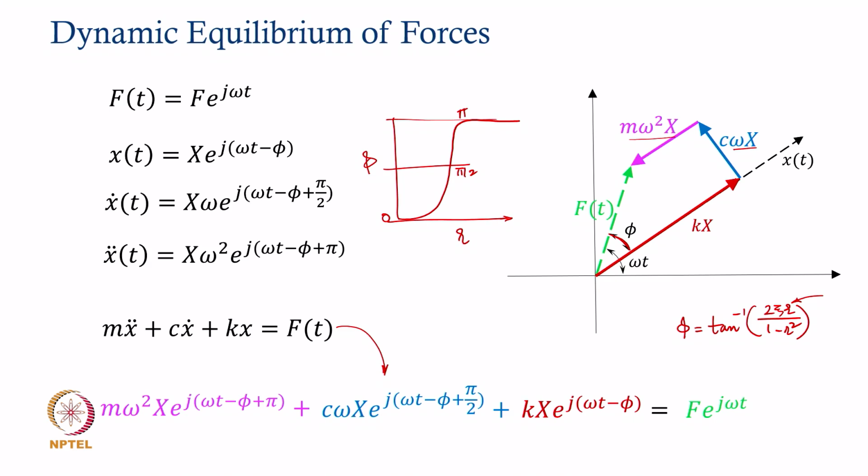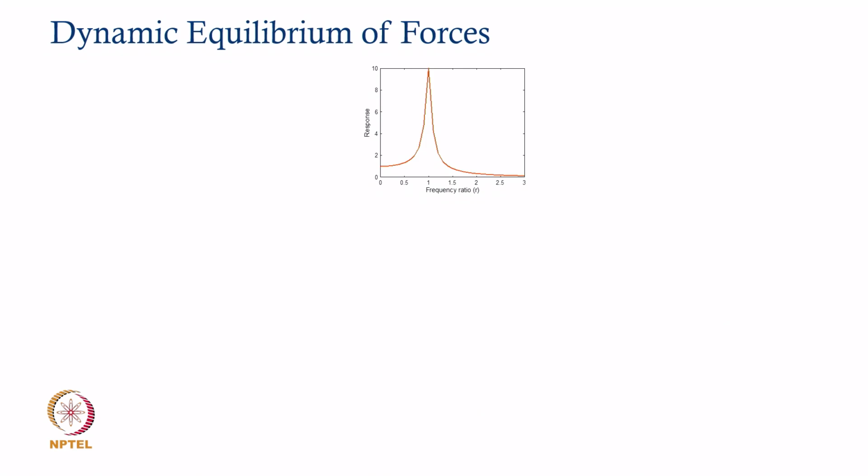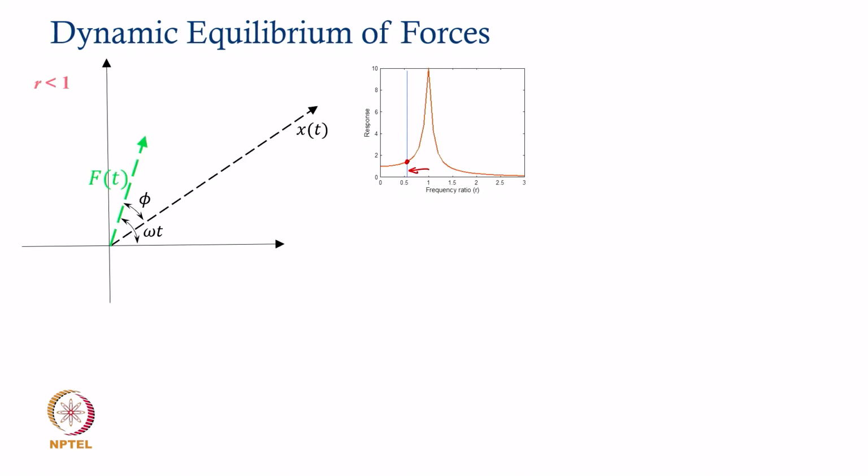So, let us have a look at this dynamic equilibrium for different values of forced frequency ratio. I am considering the case where the frequency ratio may be 0.55 or so, which means that it is operating below the critical speed or below the resonance. Okay. And that force polygon is what we have already discussed in the previous slide. So, it is going to look like that.